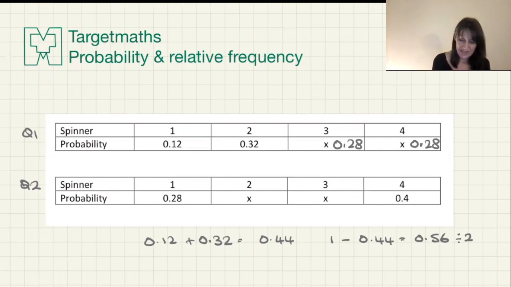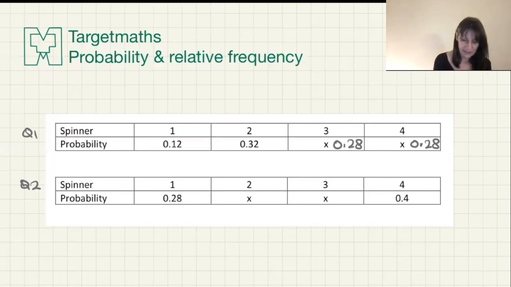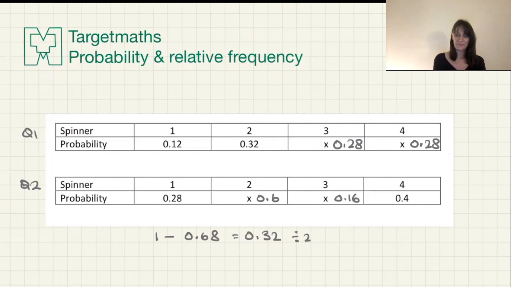Okay, and then the same thing is happening on the bottom one. So you should have added them up and got 0.68. We'll do 1 minus that to get our 0.32. Divide it through by 2, and we've got 0.16 and 0.16.